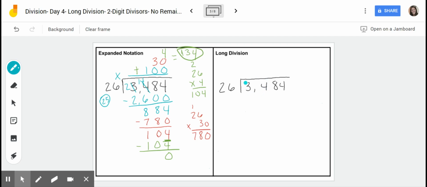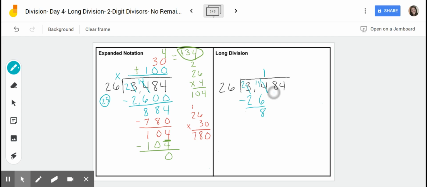And since we are pretending that this is just 34, this is our shortcut. Since we're pretending this is just 34, I'm going to simply put a 1 in my quotient, and I'm going to multiply as if this is just 1. 1 times 26 is 26. I subtract, and then we are left with 8.